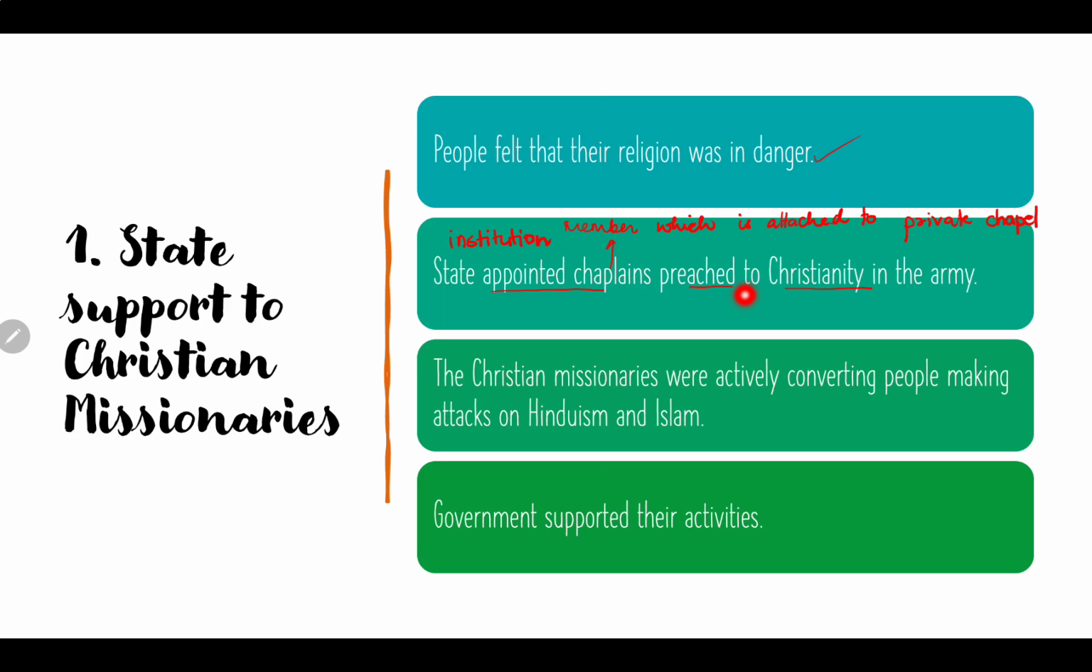Okay, so Britishers appointed a member who was attached to a private chapel and preached Christianity in the army. The Christian missionaries were actively converting people, making attacks on Hinduism and Islam. So Christian missionaries started their mission to convert Hindus and Muslims to Christianity. Government also supported their activities. Our government at that period of time was British, so naturally the British had their own Christian values, and they also supported those kinds of things that were happening at that period of time.